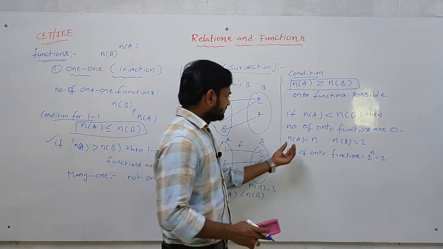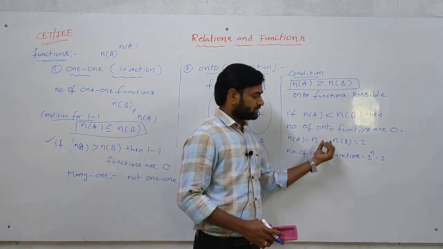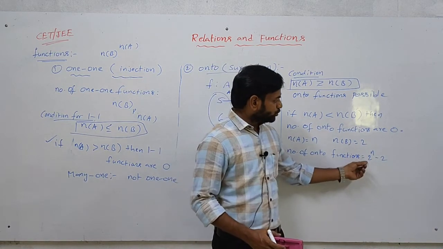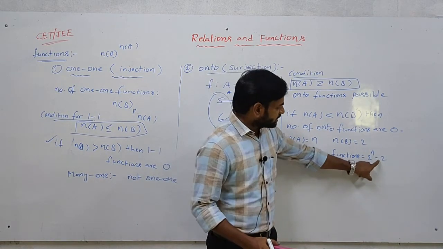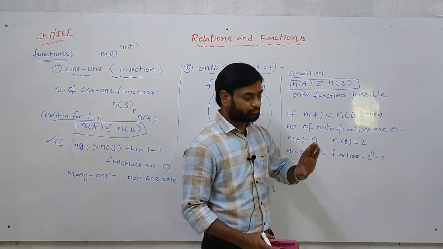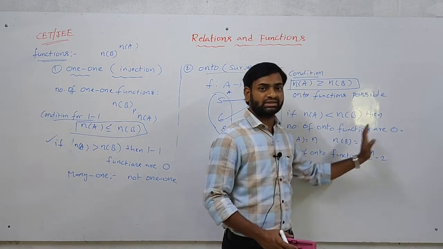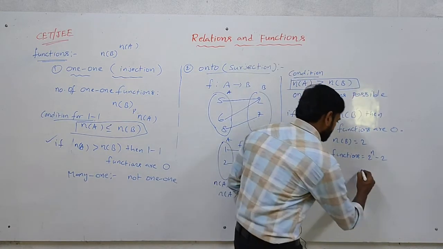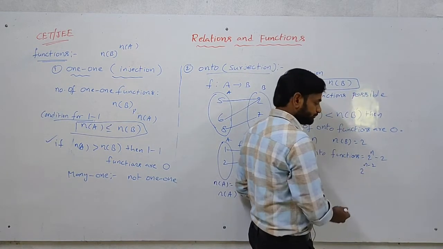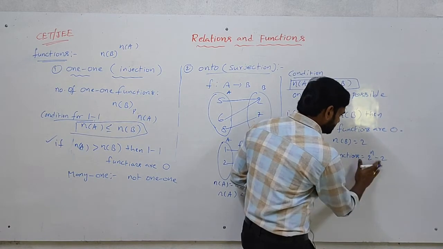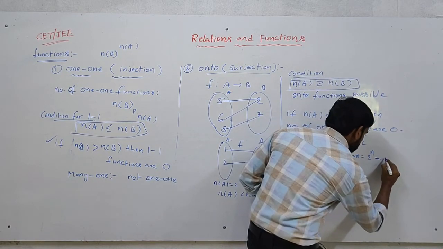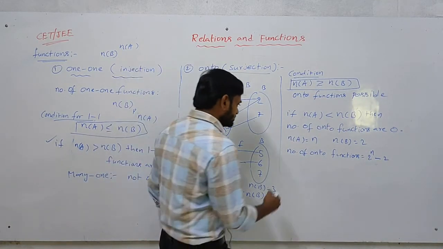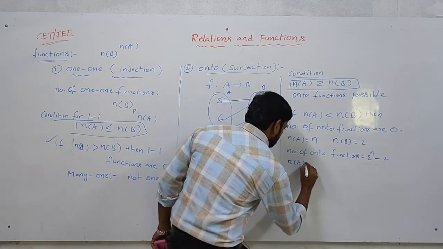When in A there are n elements and in B there are 2 elements, then the number of onto functions is 2 power n minus 2. This minus 2 is not for n. 2 power n minus 2 is not the same as 2 power (n minus 2); these two are different. I am writing here 2 power n minus 2. Clear?